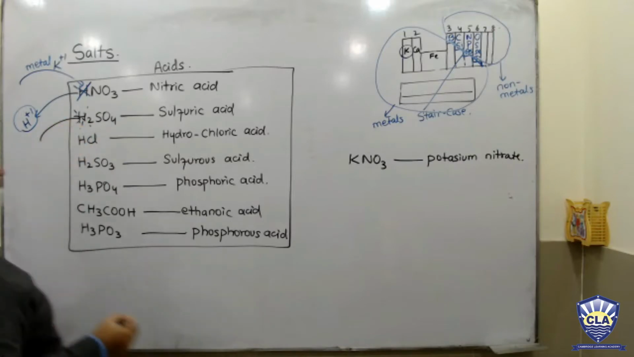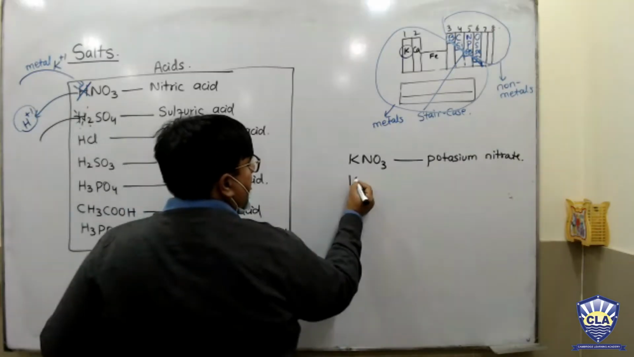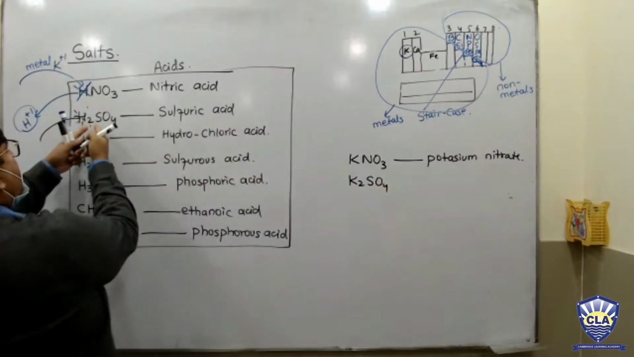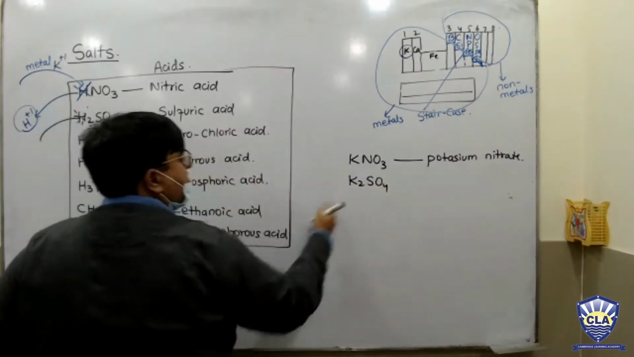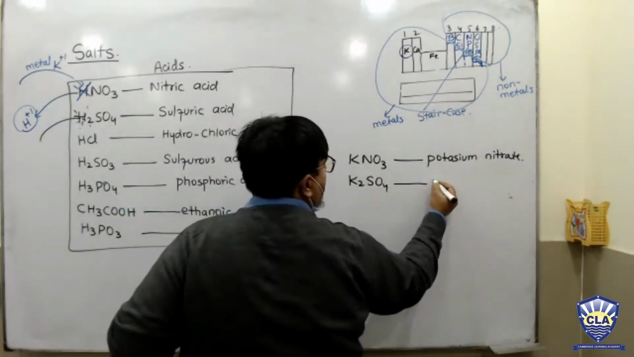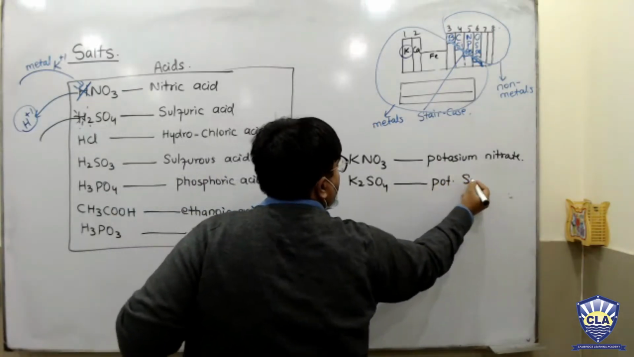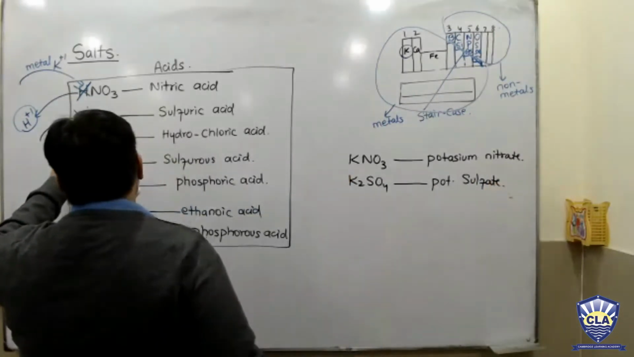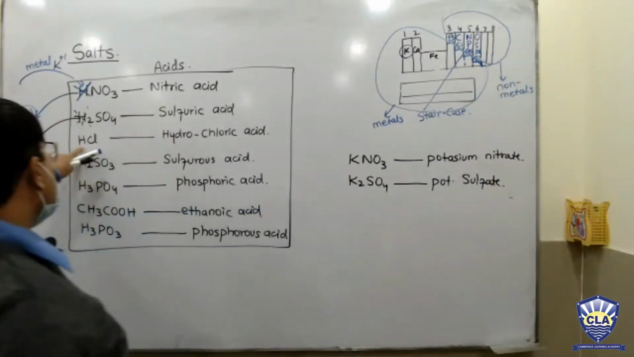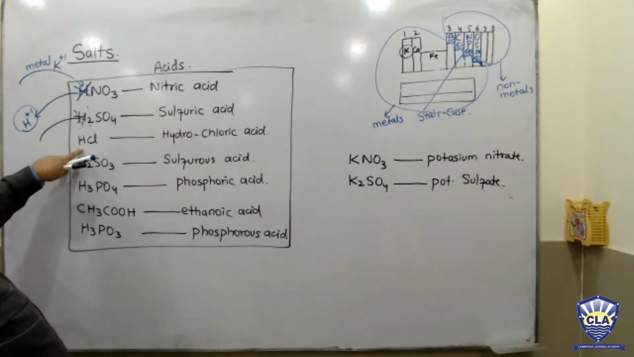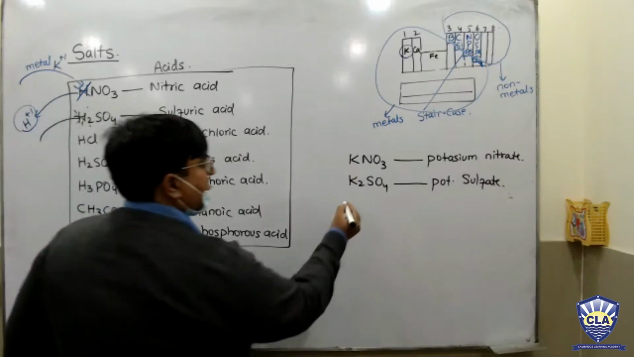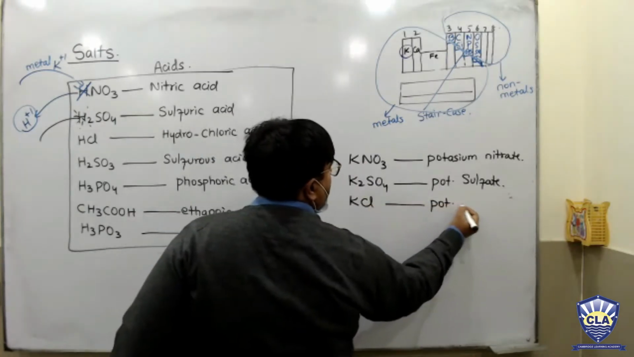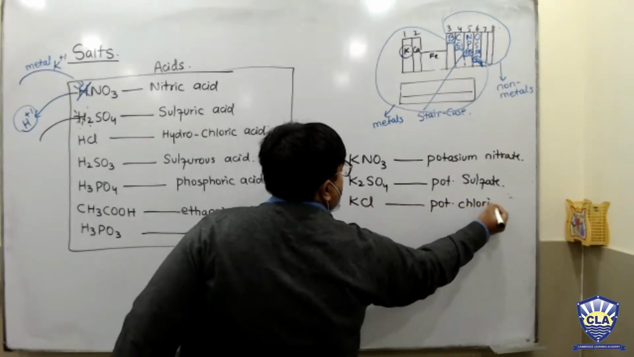Just like that, beta, what I'm going to do, I'm going to remove this hydrogen from here and put the metal up here. So it would become K2SO4 because there are the two hydrogen. So 2K would be attached with it. So it would become potassium sulfate. And just like that, just remove this hydrogen from here and put the K up here. So it would become KCl. So this is called as the potassium chloride.